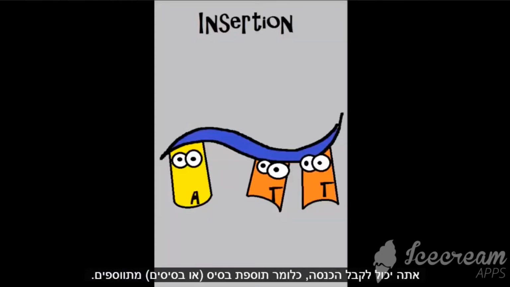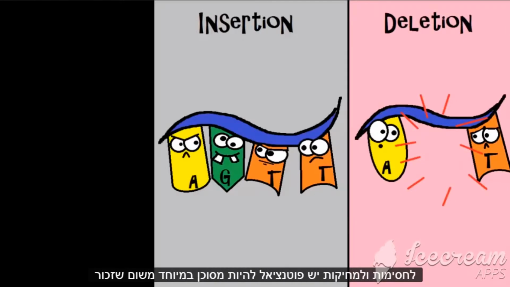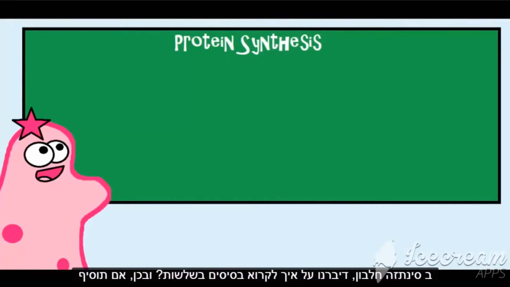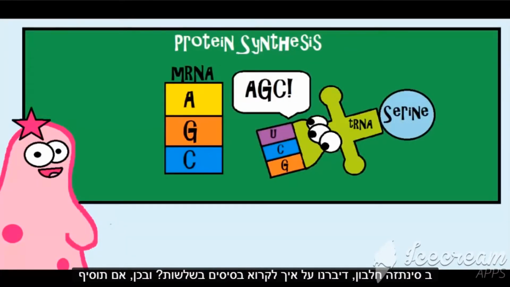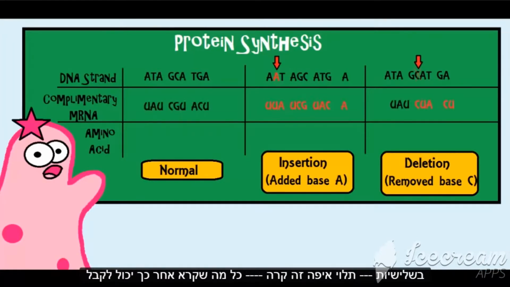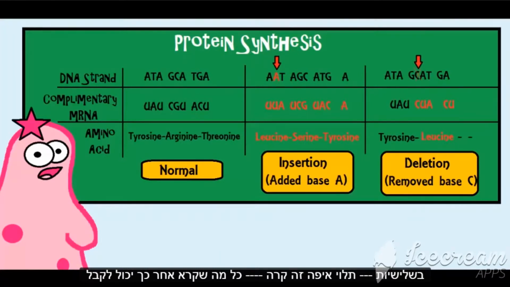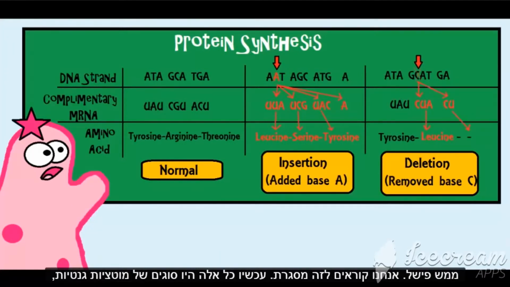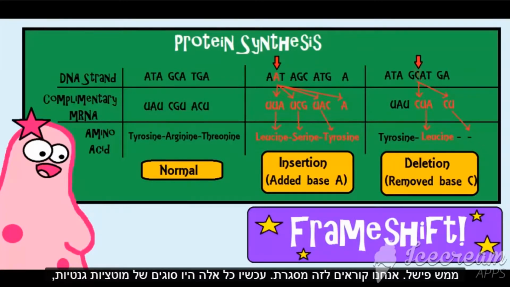Scandalous. You can have insertion. That means an extra base is added in. You can have deletion. That means a base is removed. Insertions and deletions have the potential to be especially dangerous because remember, in protein synthesis, we talked about how bases are read in threes. Well, if you add a base or remove a base, suddenly the number of bases total has changed, right? So if you read in threes, depending on where it happened, everything that's read afterwards has the potential to get really messed up. We call this a frame shift.